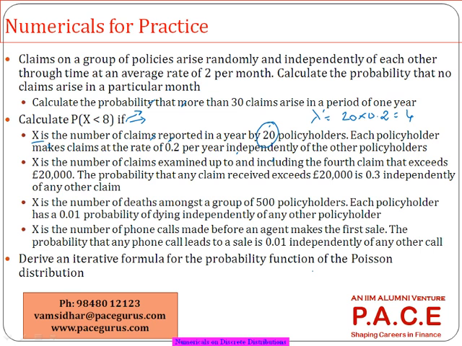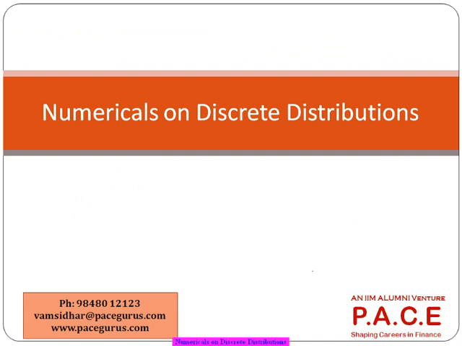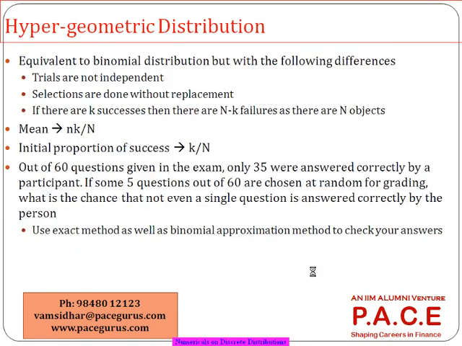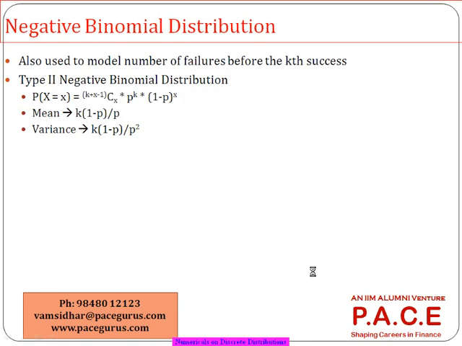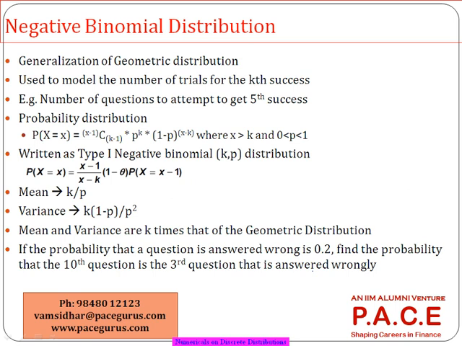Number of trials up to the kth success is what is our negative binomial distribution. If we go back to see our negative binomial, this one is used to model the number of trials for the kth success. Here also, when I am saying kth success, it is the fourth 20,000 plus policy.